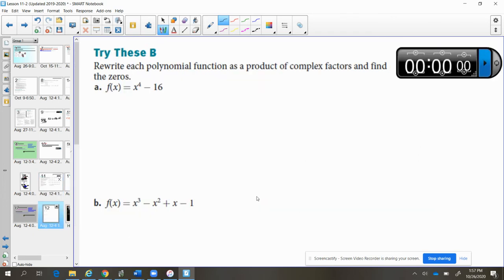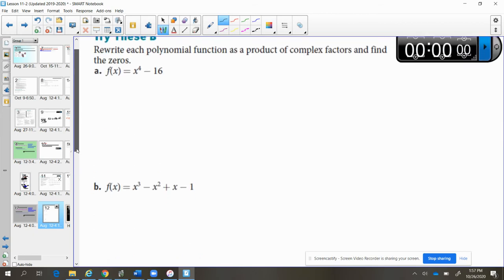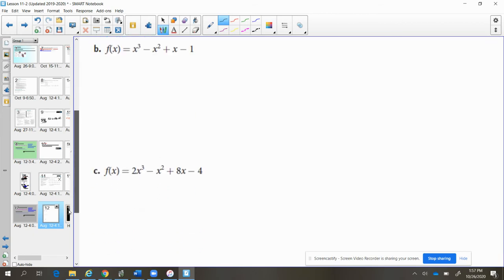So as we move on then to page 147, we'll see some more examples of this. One of them I want to look at is letter C here. Scroll down a little bit. And again, it wants us to find all of the zeros and write it as complex factors.